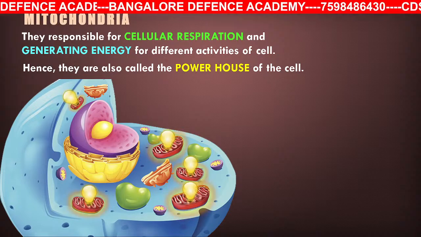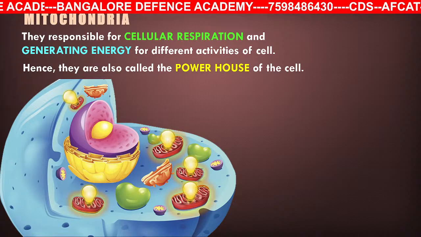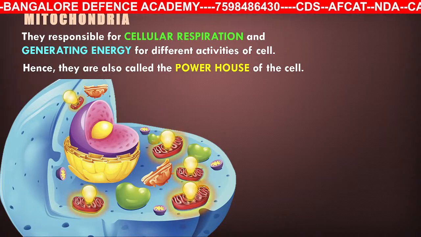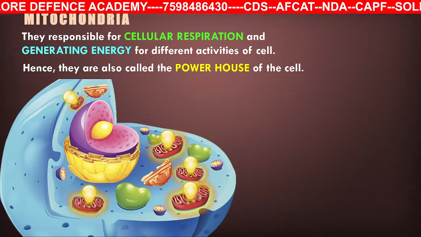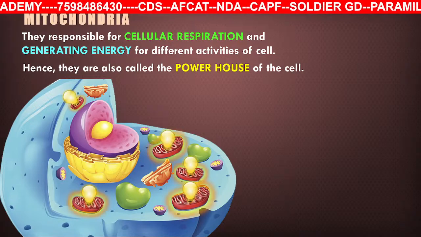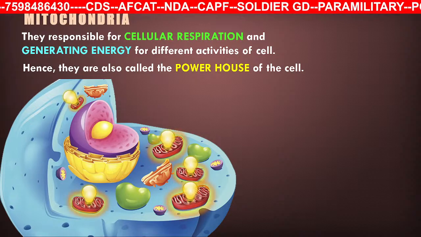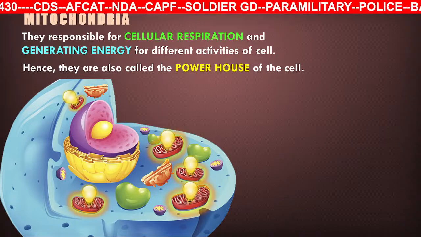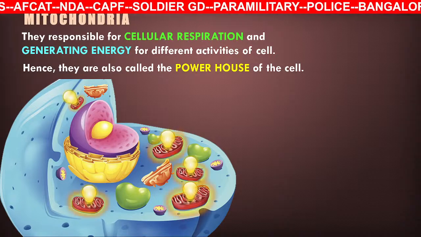Okay, tell me who discovered cell? Who discovered nucleus? Robert Brown. If it is cell, answer is Robert Hooke. If it is nucleus, answer is Robert Brown. Okay, remember this.